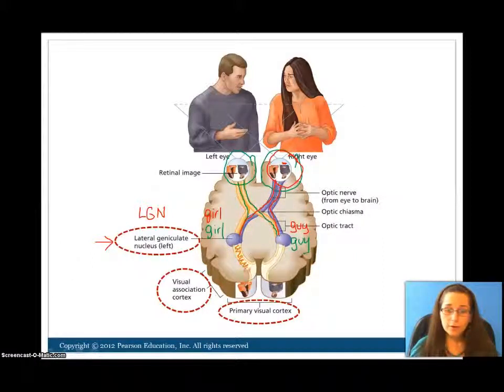So now I have all the pictures of the girl going just to the left side of my brain in the primary visual cortex, and then the meaning is being associated with it. So for example, if I know who she is, that's where our visual association cortex is going to come in and actually provide us meaning. Similarly, all the pictures of the guy are on the right side of my brain and are being processed completely on the right side.